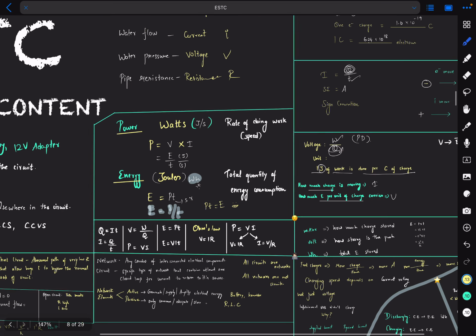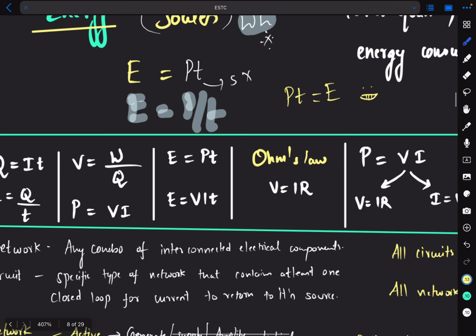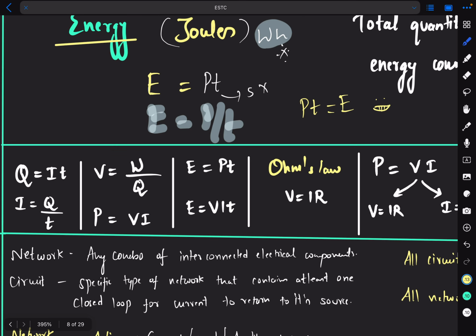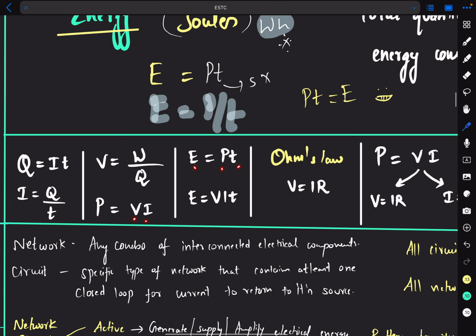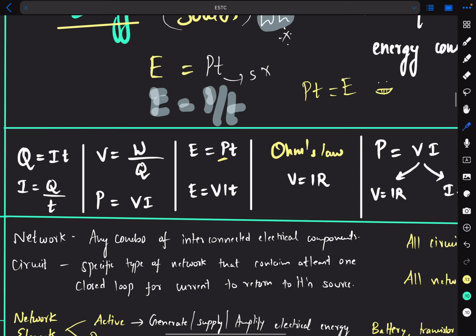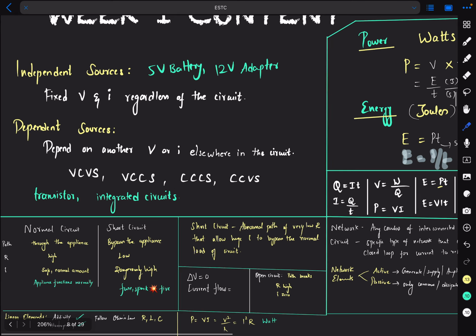Alright. So far we have learned a few formulas. That is, current is charge by time, voltage is work by charge, power is V into I, E is PT, and you can say power is VI. So instead of power you can write VI into T.